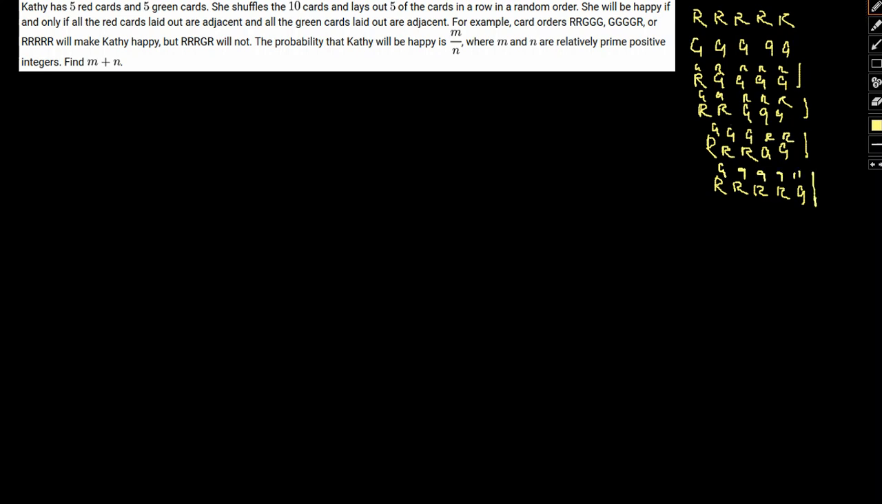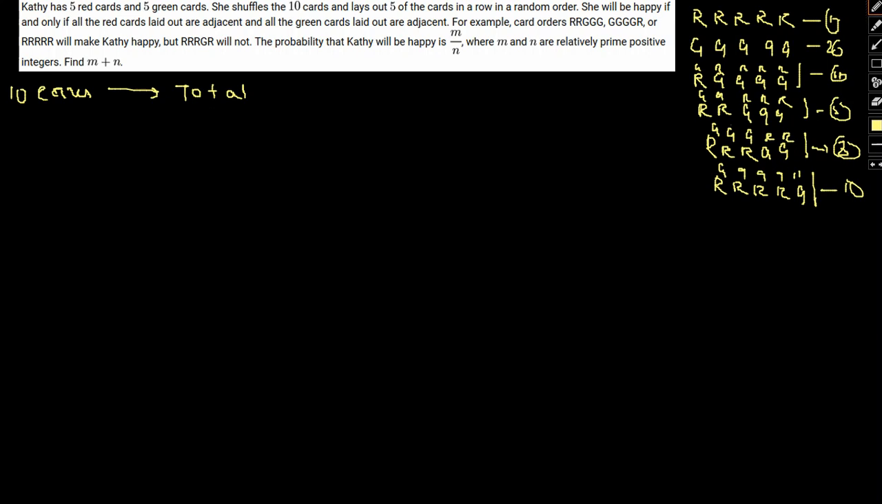So the total number of cases would be 1, 2, 3, 4, 5, 6, 7, 8, 9, 10. So totally we have 10 cases. I hope this is clear, how we arrived at the total of 10 cases. Two of them are all red and all green, and the rest, 8, are the different combinations of different positions of the cards in general.